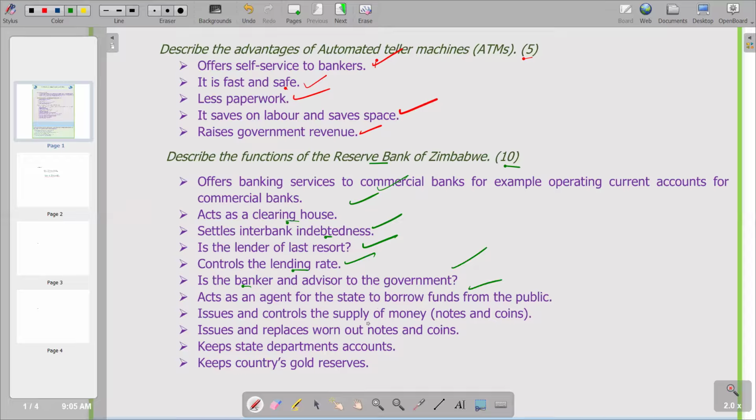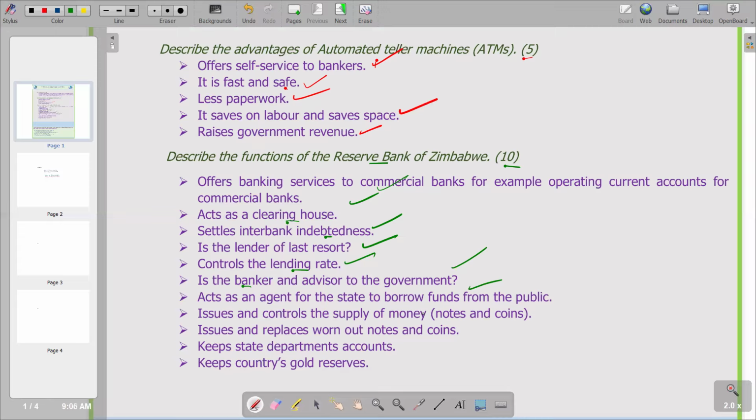Then we go to the next one, issues and controls the supply of money, in brackets, notes and coins. We know that the central bank, in the form of our Reserve Bank of Zimbabwe, is responsible for the printing of money, meaning the issue of notes and coins representing the money. It can increase the supply of money by printing more notes and coins, or reduce the supply of money by not printing them.